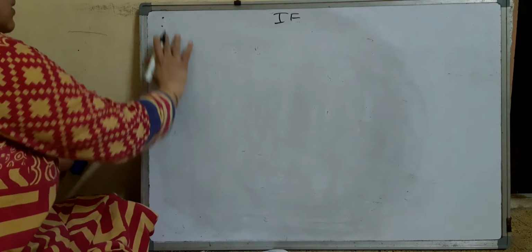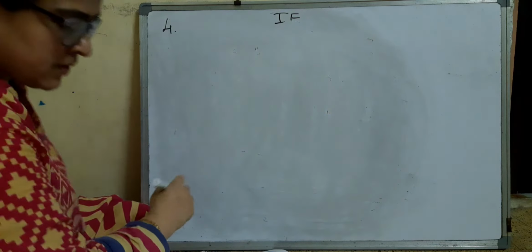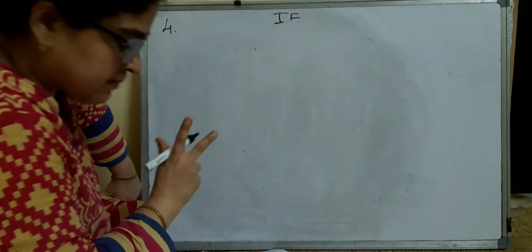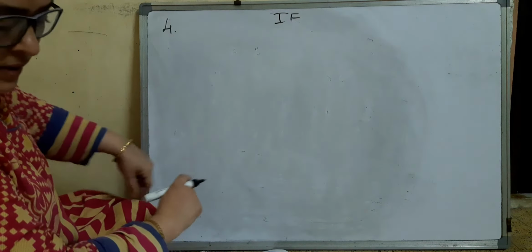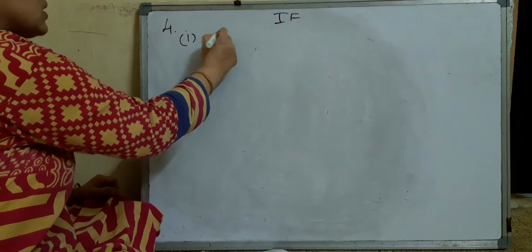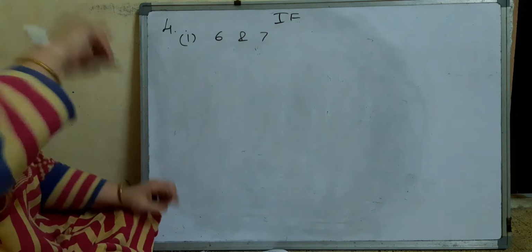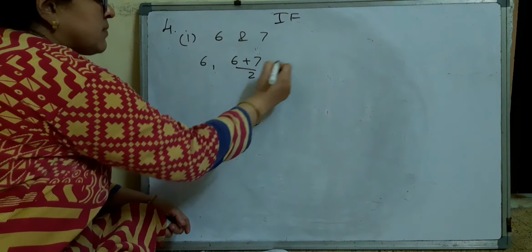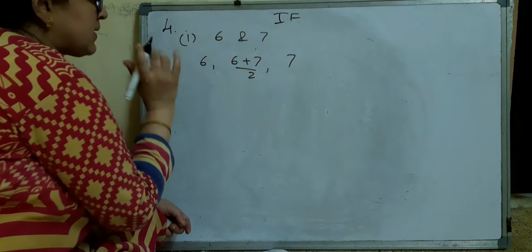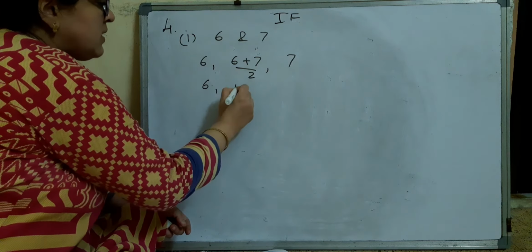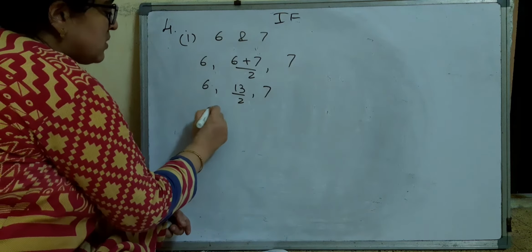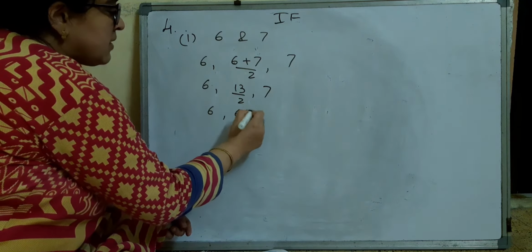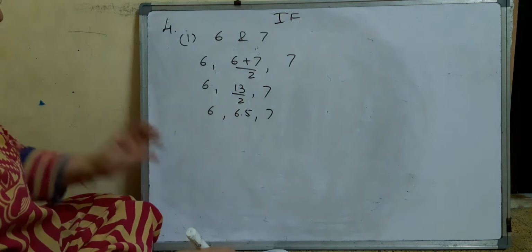Now, fourth question. Insert two rational numbers between 6 and 7. First of all, what is the previous method we have done? 6 plus 7 upon 2, add and divide by 2. 6 plus 7 is 13 upon 2, which is 6.5. The first number you got is 6.5.